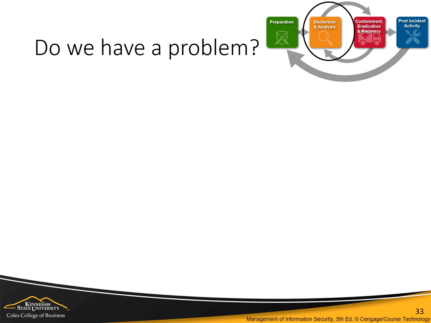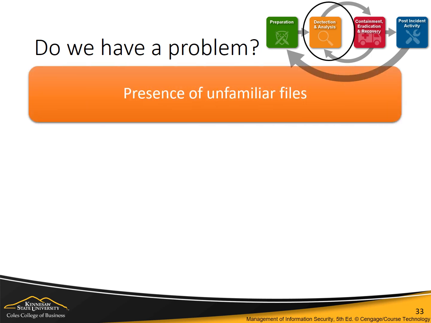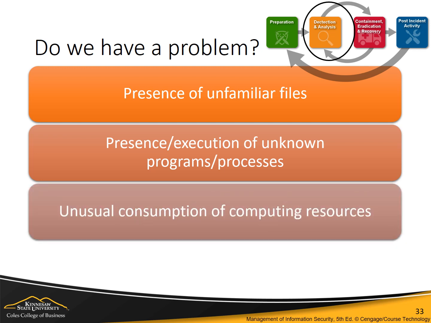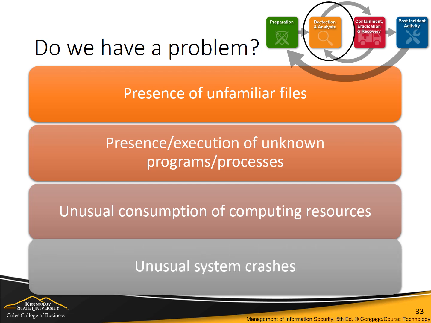There are numerous indicators or patterns that indicate potential incidents, including the presence of unfamiliar files, the presence or execution of unknown programs or processes, unusual consumption of computing resources, and unusual system crashes. The contingency plan must have a way to determine when these indicators are present in order to minimize the damage done.